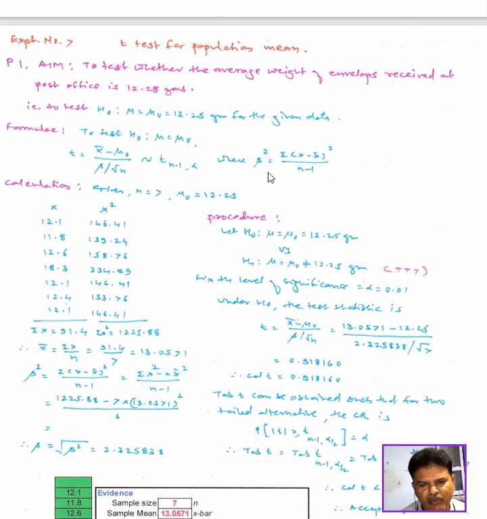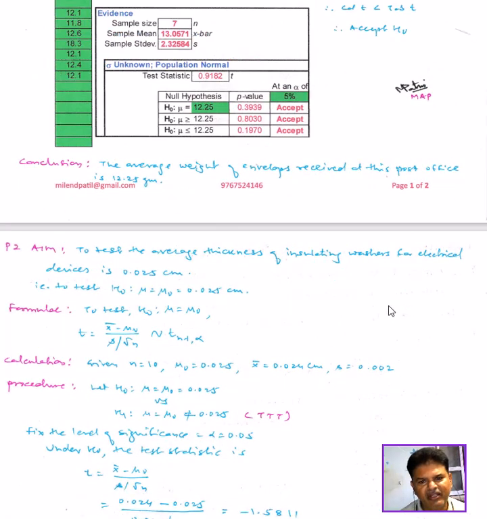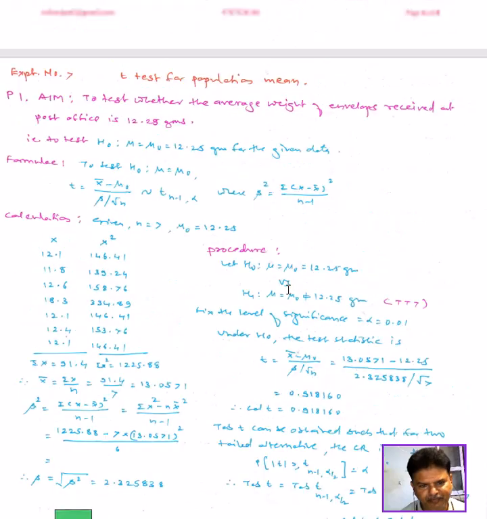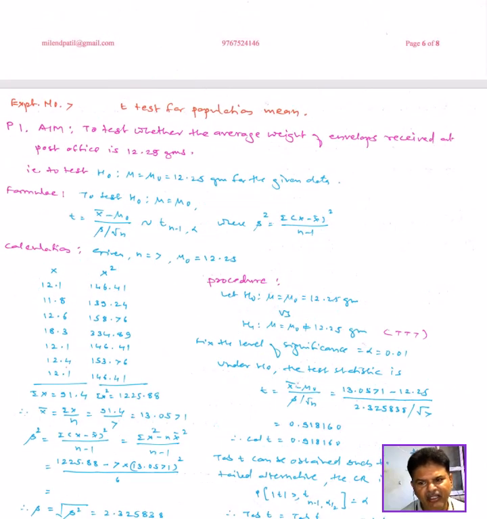And what is this s square? This is the sample mean square, that is summation of x minus x bar square divided by n minus 1. So these are the values. How to calculate? These are the 7 values given. Here n is equal to 7. And mu naught is also known, 12.25.